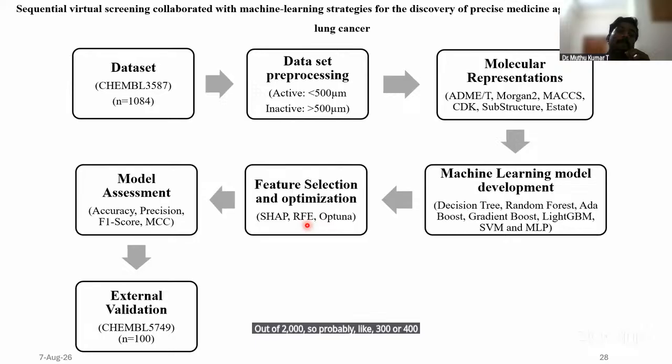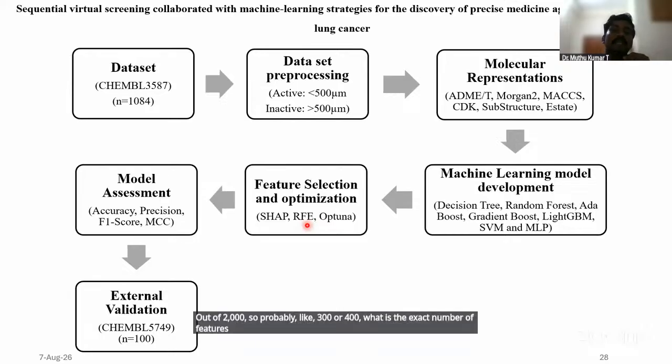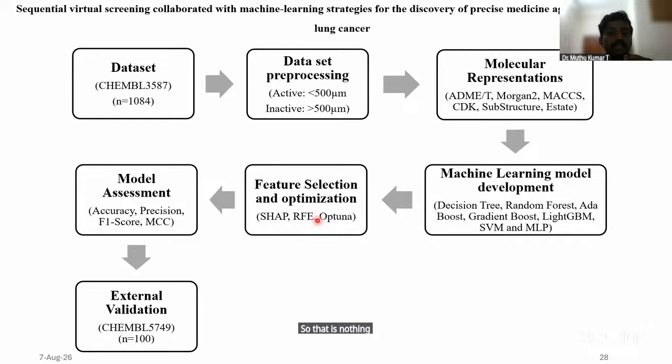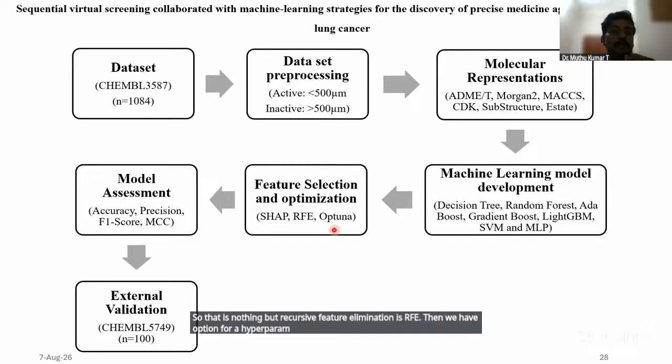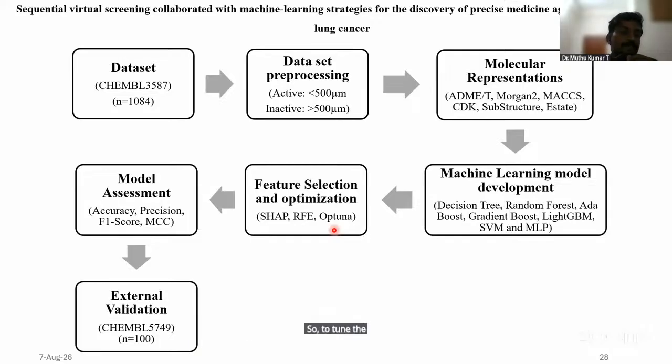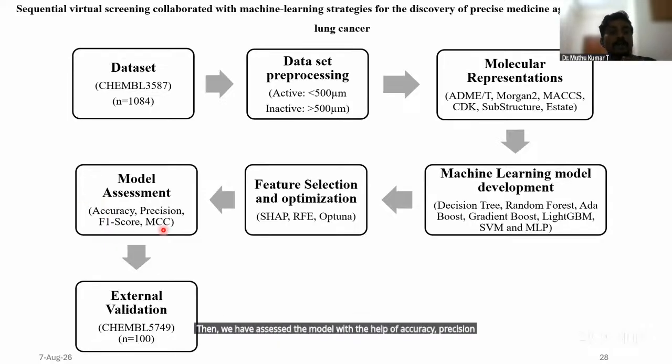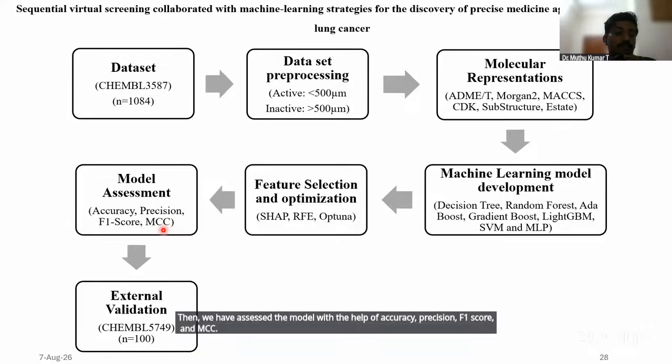What is the exact number of features that help to improve the model or help to predict the outcome of the model? That is nothing but recursive feature elimination, RFE. Then we have Optuna for hyperparameter tuning, to tune the model efficiency. Then we assessed the model with the help of accuracy, precision, F1 score, and MCC, Matthews correlation coefficient.